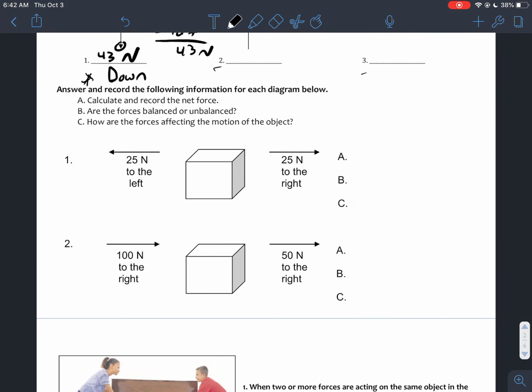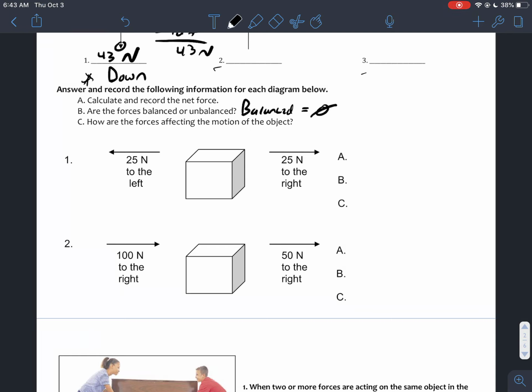Here it says, answer and record the following information for the diagram below. Calculate and record the net force. It's just what we did. Are the forces balanced or unbalanced? If they're balanced, our net force is 0. It's not moving anywhere. So if you get a net force of 0, in B, you'll say it's balanced. If it's not 0, you'll say they're unbalanced.